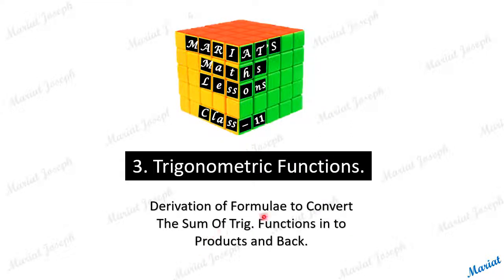Let's derive some formulae to convert the sum of trigonometric functions into products and back. Using these four well-known formulae, sin(A+B), sin(A−B), cos(A+B), and cos(A−B), we are now going to derive a few more formulae which will help us to convert the sum of two trigonometric functions into a product, and the product of two trigonometric functions into a sum. These formulae will be very helpful in factorizing trigonometric equations.